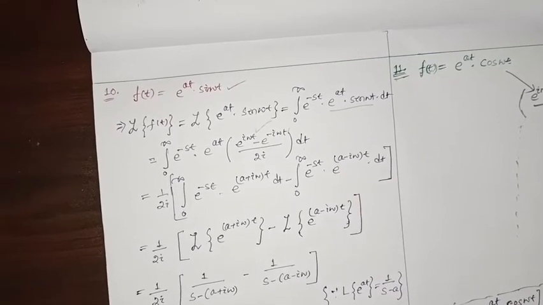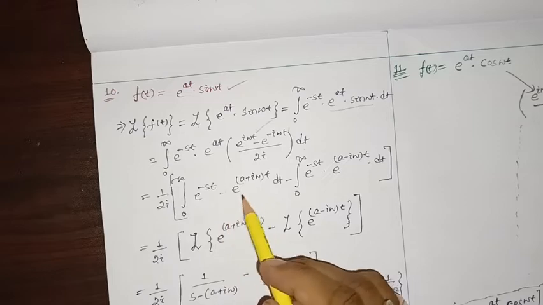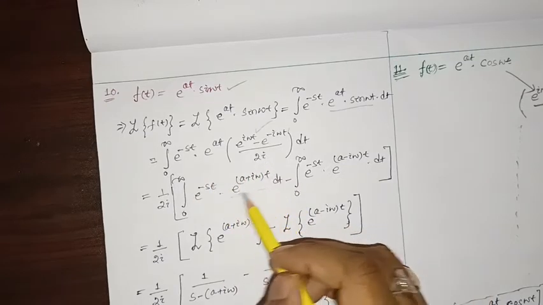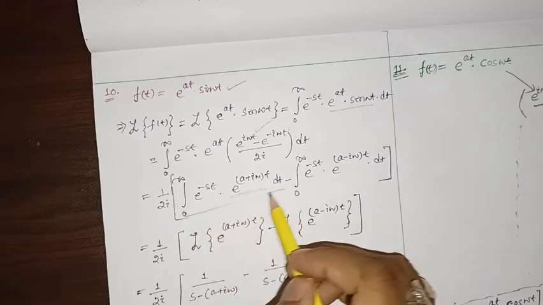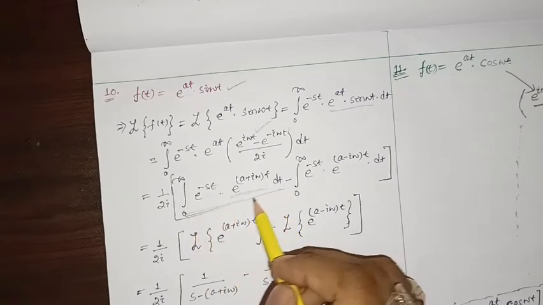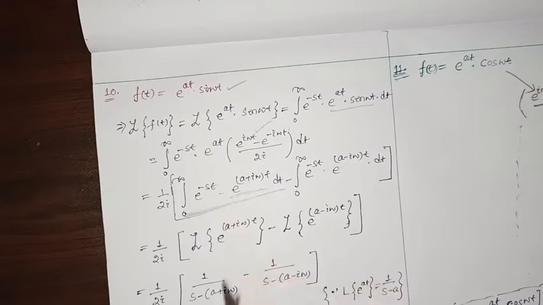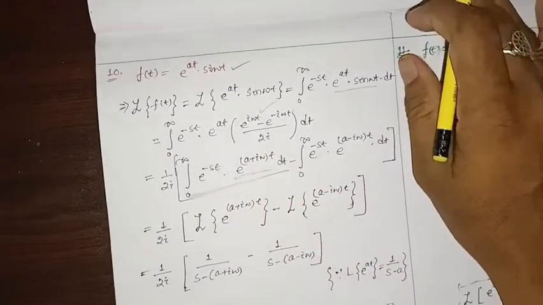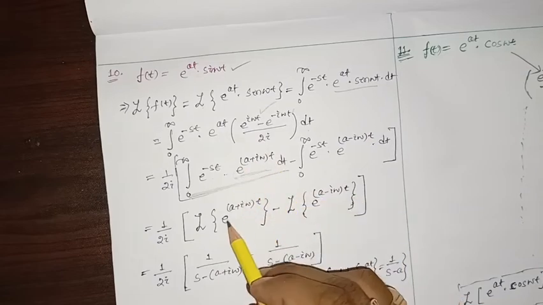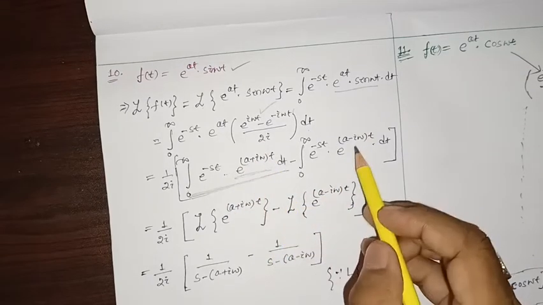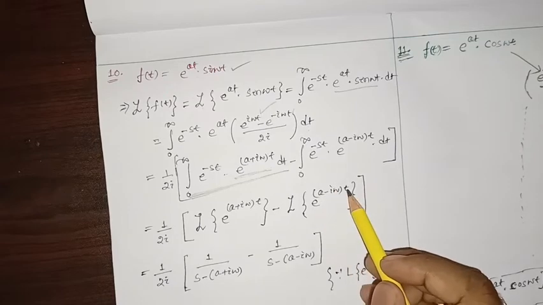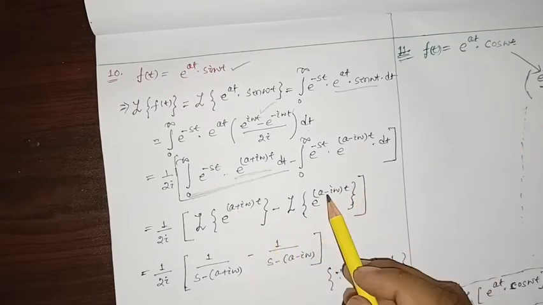So here you can see that e to the minus st is there. So this function is there. So e to the st and this function, that means this integral is telling that this is the Laplace transform of this function. So we have to write just Laplace transform of this function e to the (a plus I omega)t minus Laplace transform of this function e to the (a minus I omega)t.